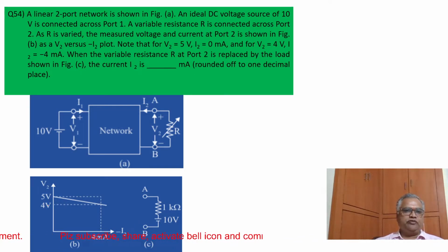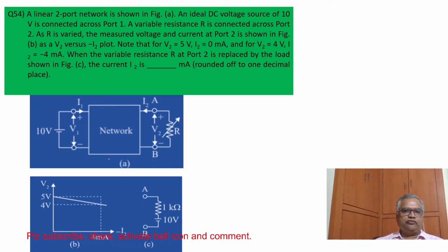So that you can already observe. V2 is 4 volts when I2 is minus 4. Minus I2 is 4 milli means I2 equal to minus 4. When the variable resistance R at port 2 is replaced by a load shown in figure C, the current I2 is to be found in milliamps.